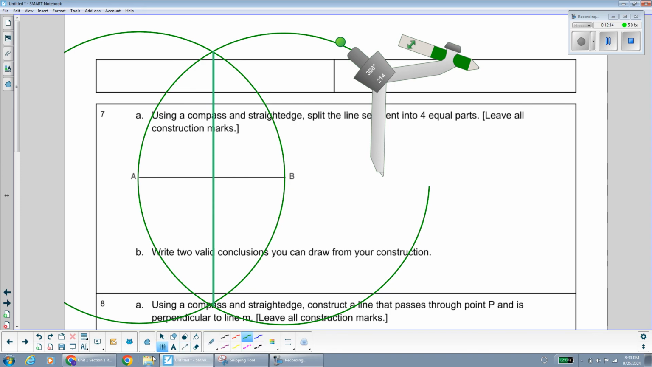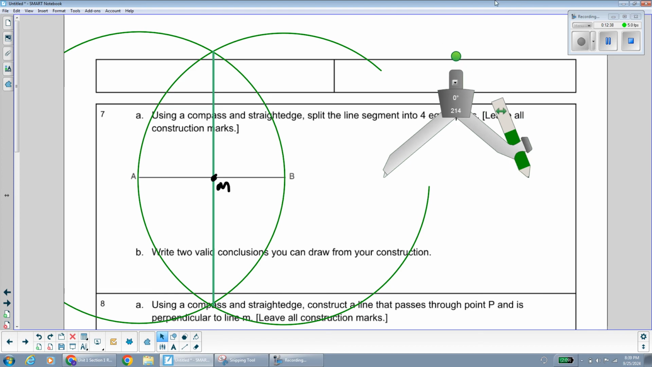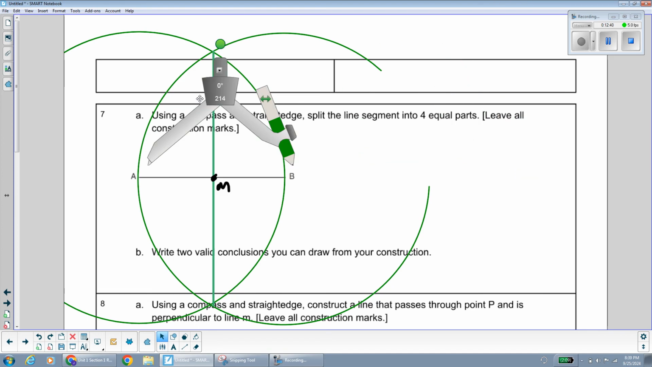Now we have two equal parts. This is the midpoint, and I'll just label it M of AB. And we have two equal parts due to the perpendicular bisector. So now, in order to get four equal parts, I'm going to split each half in half. And that should take me from 2 parts to 4 parts.